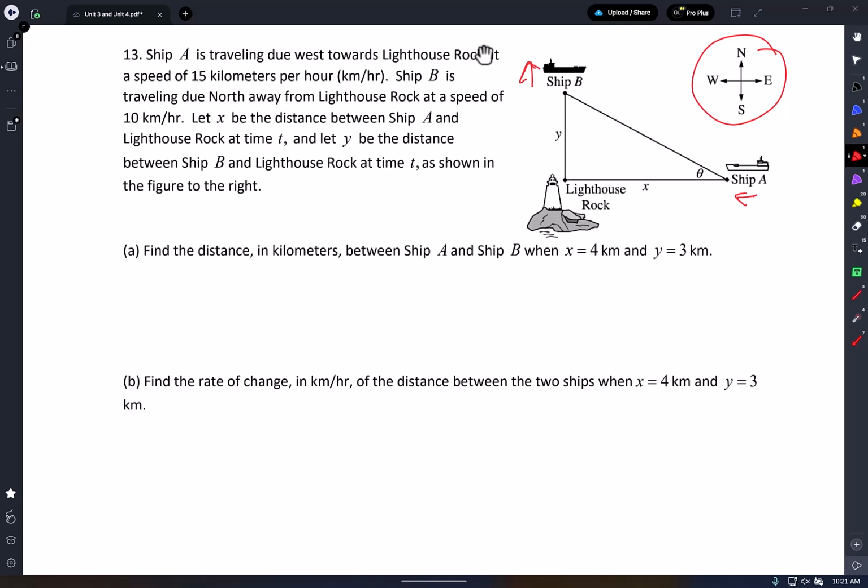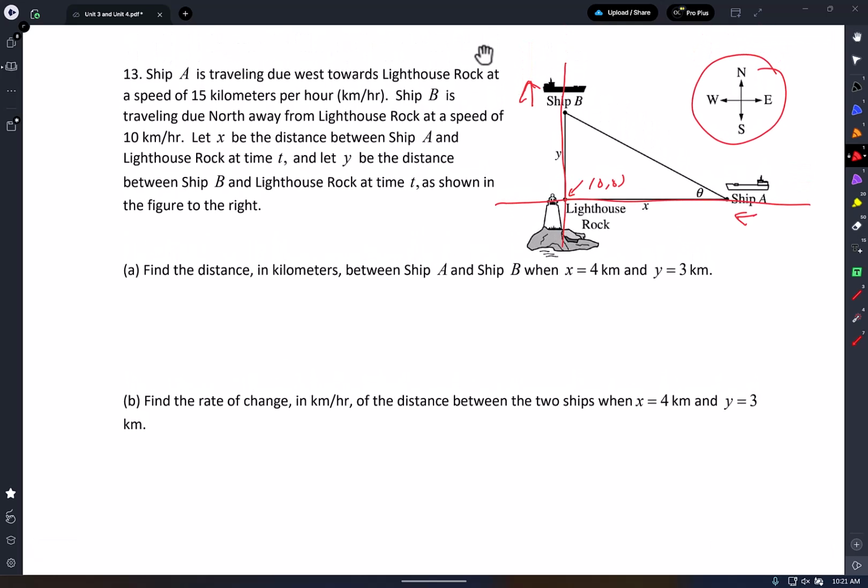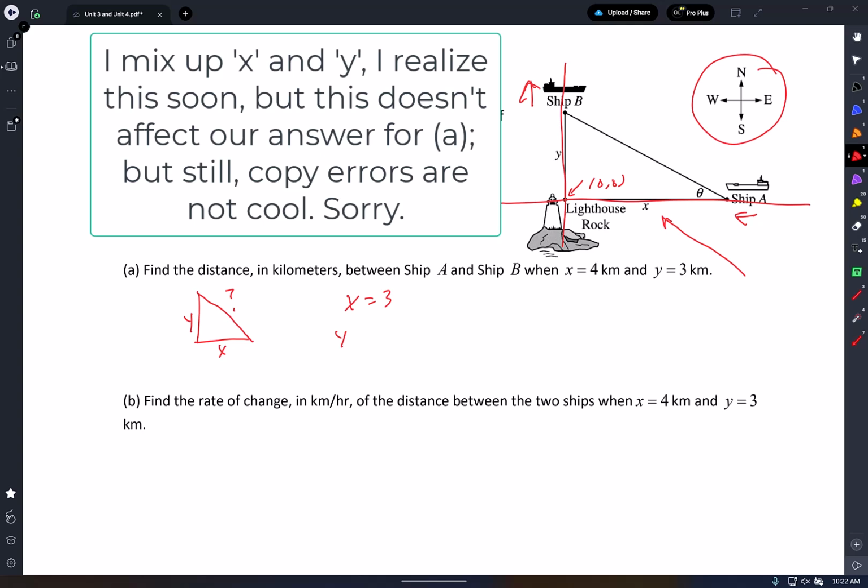All right, guys, so here's my grid. So that means this coordinate right there is going to be 0, 0. So this is like my y-axis and my x-axis. So I don't see any issues so far. Let's see. Find the distance in kilometers between ship A and ship B when x is 4 and y equals 3. So here's x, here's y, and then they want this guy. So it looks like if x is 3 and if y is 4, then that means the distance between the ships has to be 5.